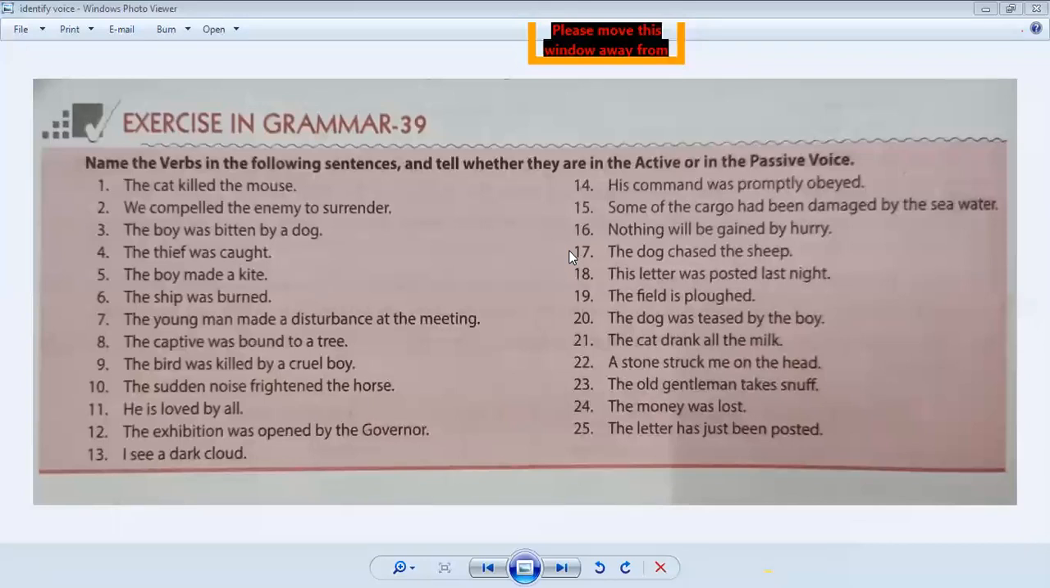13th is active. I see a dark cloud. A dark cloud is seen by me, becomes passive. 22 is active. The field is plowed. You will have to assume some subject here. The field is plowed by farmer. So farmer plows the field is active voice. Okay.